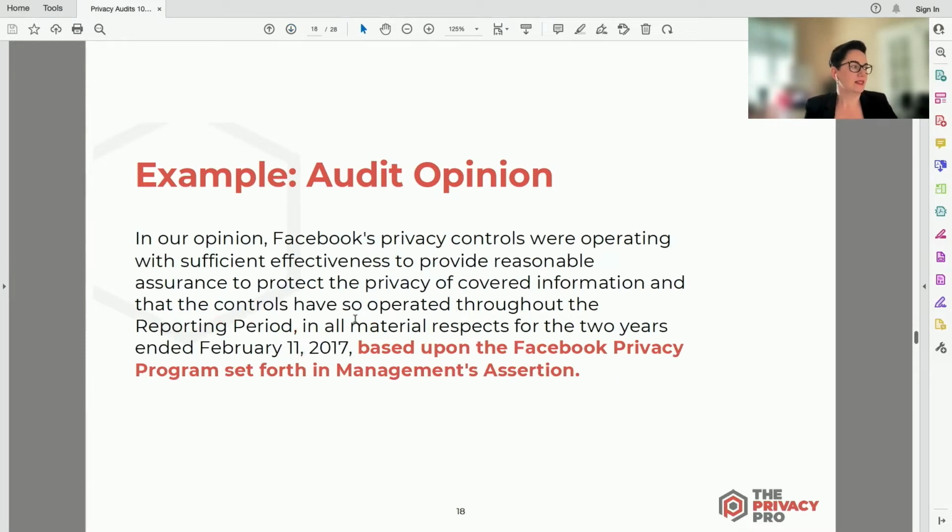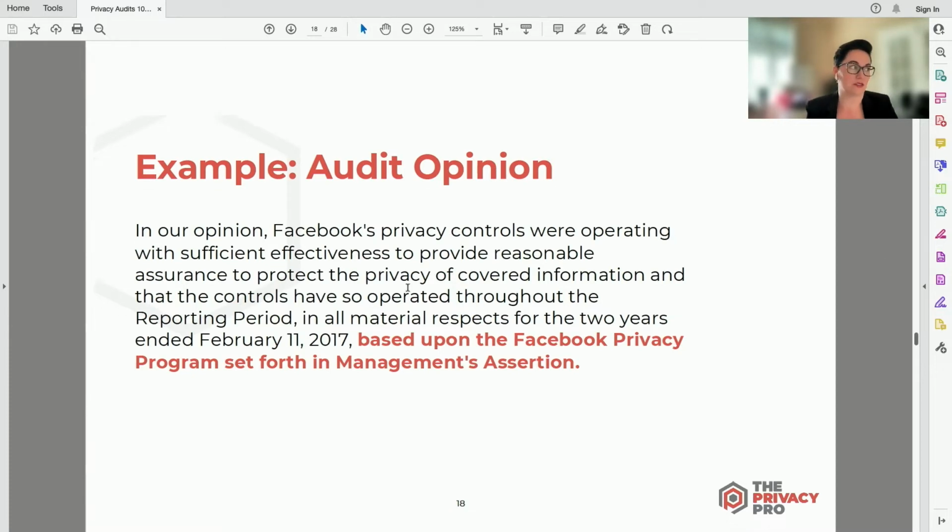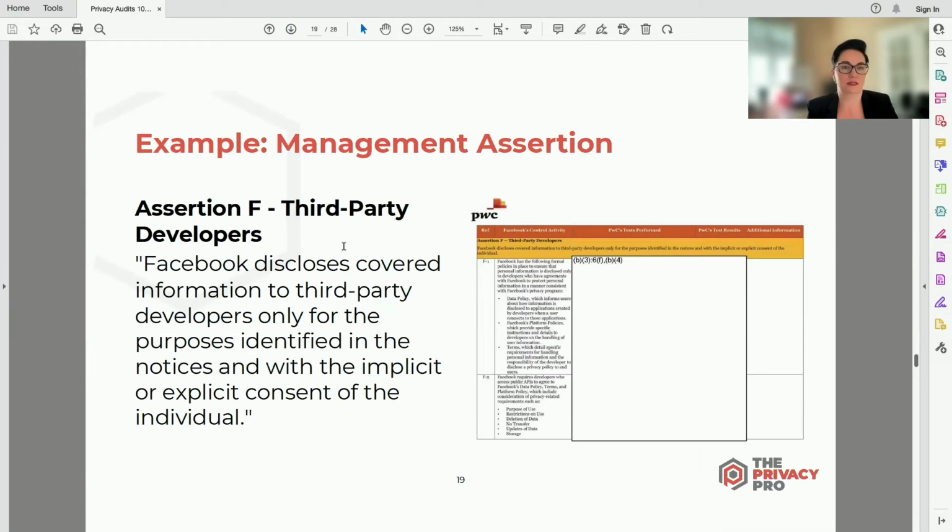And is it doing what it said it would do? Based upon the Facebook privacy program set forth in management's assertion. And in this case, we have management's assertion. Okay, here's what that looks like.